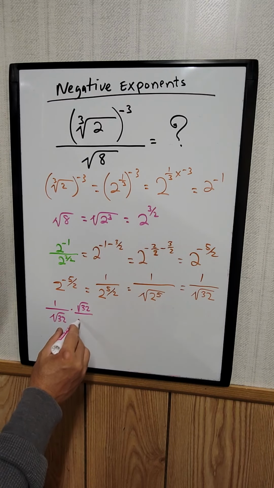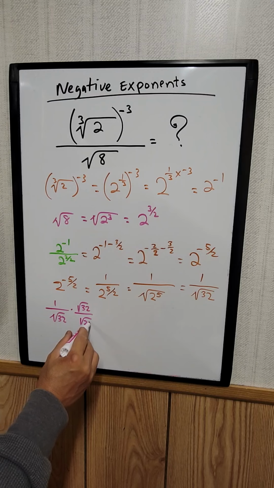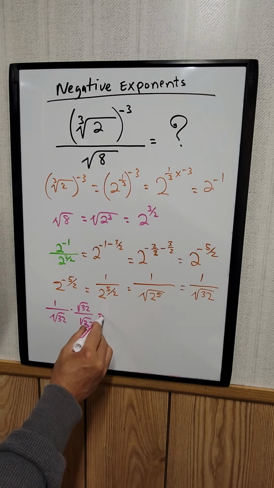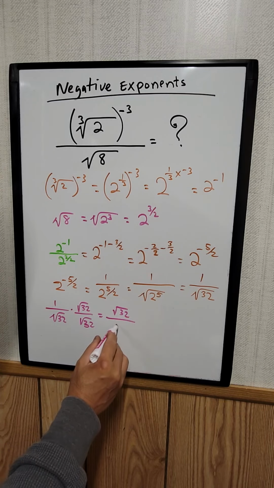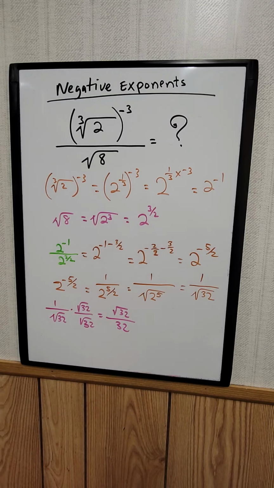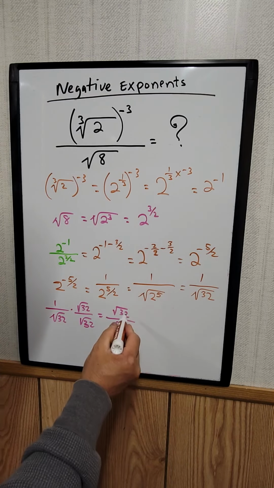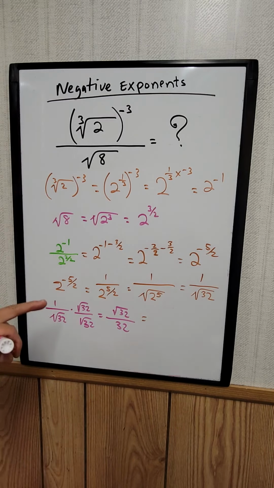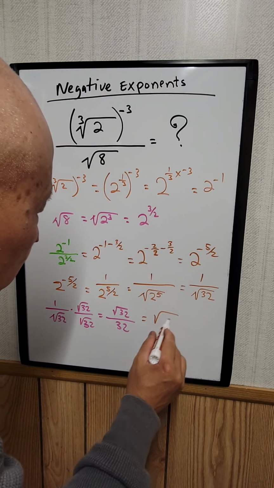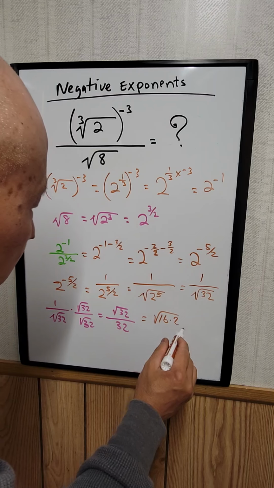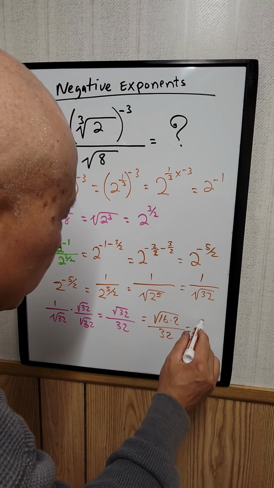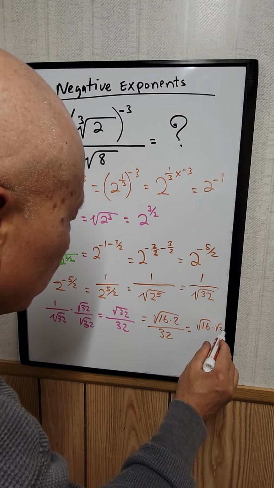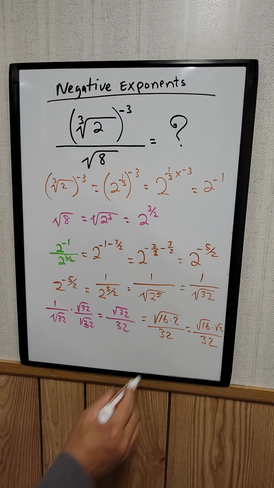The square root of 32. So that would just equal the square root of 32 over 32. Okay. Now, what is the square root of 32? We can split this up again. The square root of 32, we can say it's the square root of 16 times 2, divided by 32. So we can rewrite that as the square root of 16 times the square root of 2, divided by 32. What is the square root of 16?